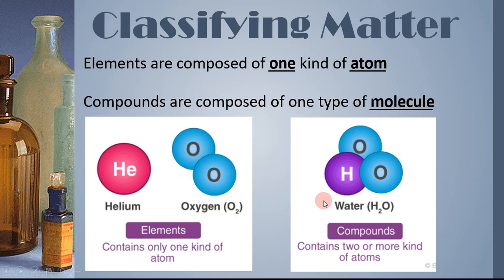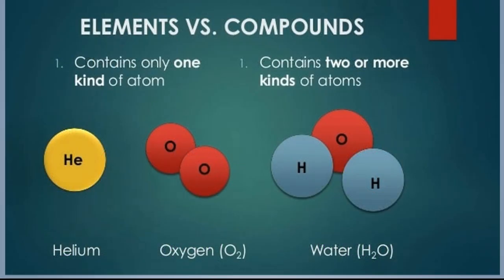And in here we have a compound. So a compound is composed of one type of molecule. In this case, the molecule would be a molecule of water, H2O. So if I had a flask of pure water, anywhere I looked, all I would find would be molecules of H2O. And I'm going to reemphasize that right here.